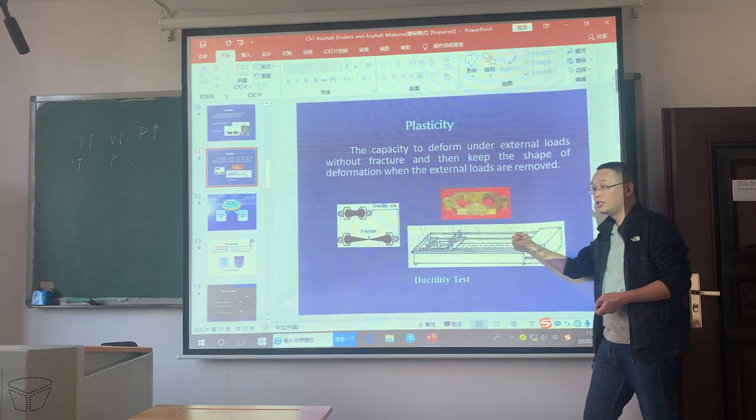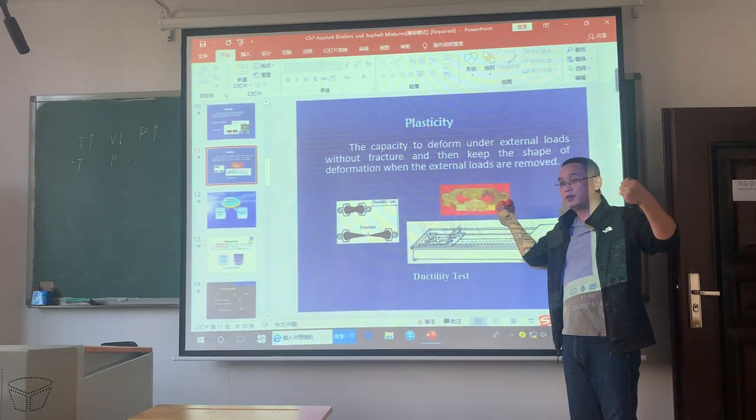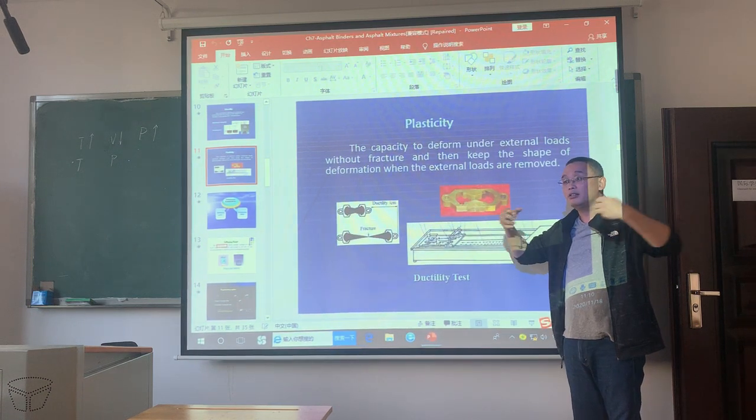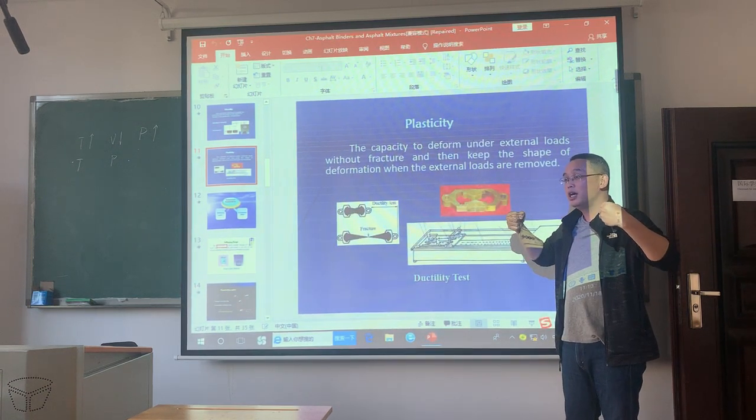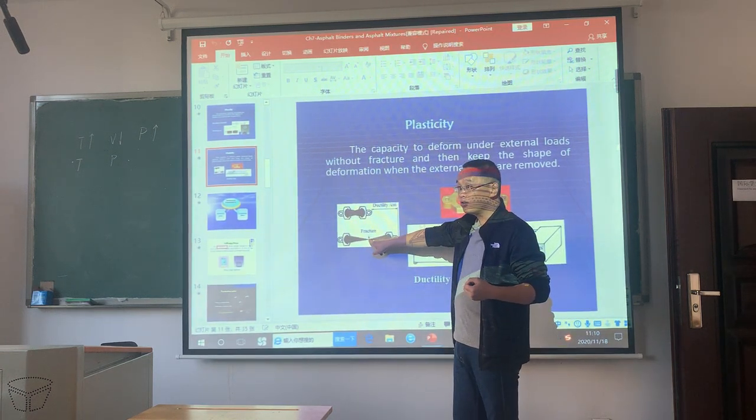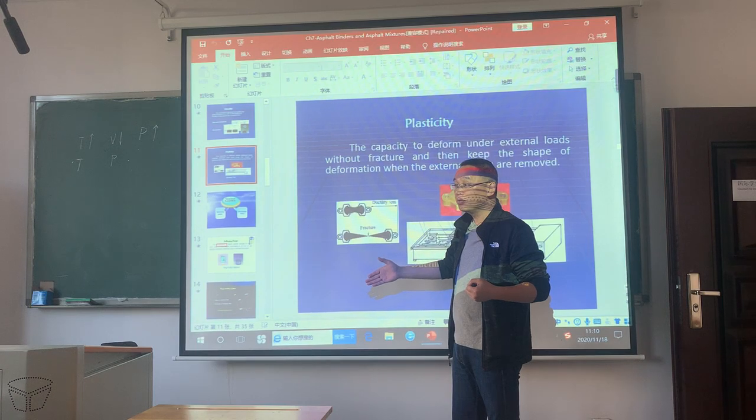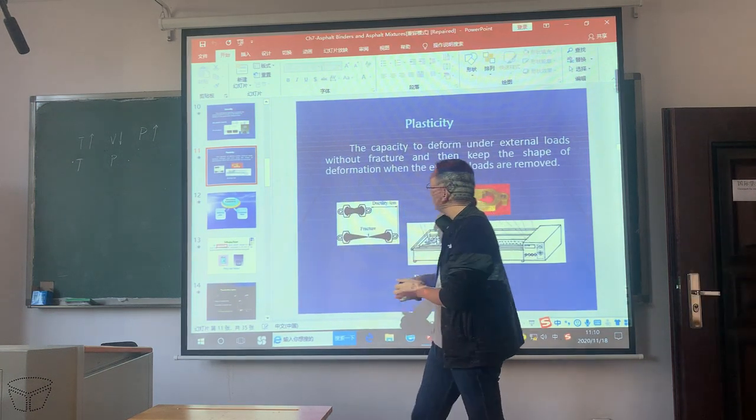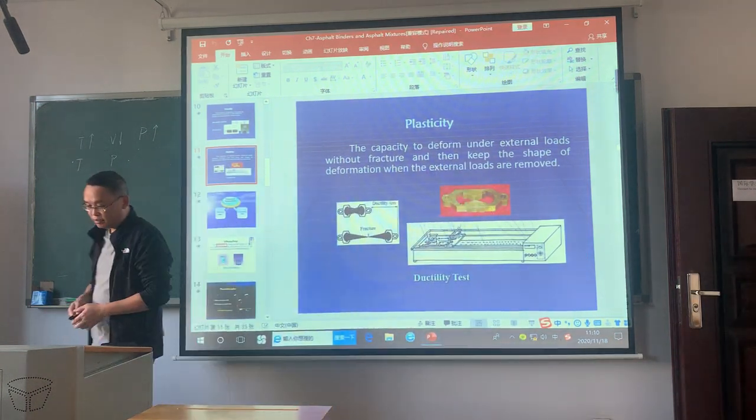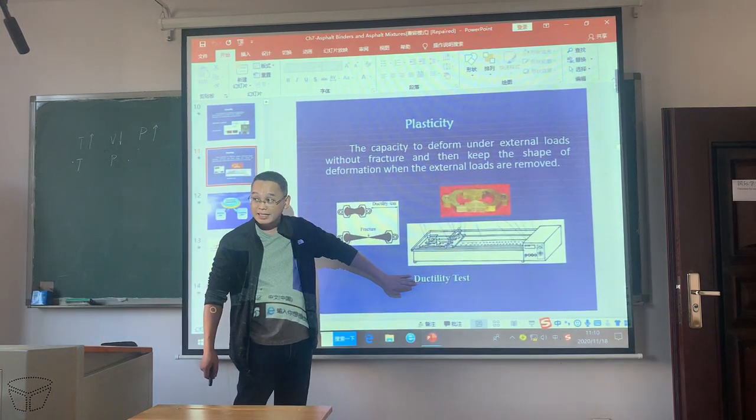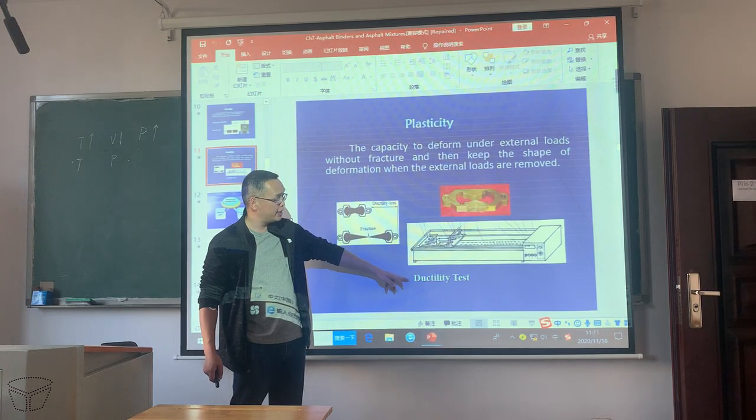It will stretch just like this. Yeah, tensile. And when the fracture occurs, the testing stops. And the distance is the plasticity. This is the ductility test.